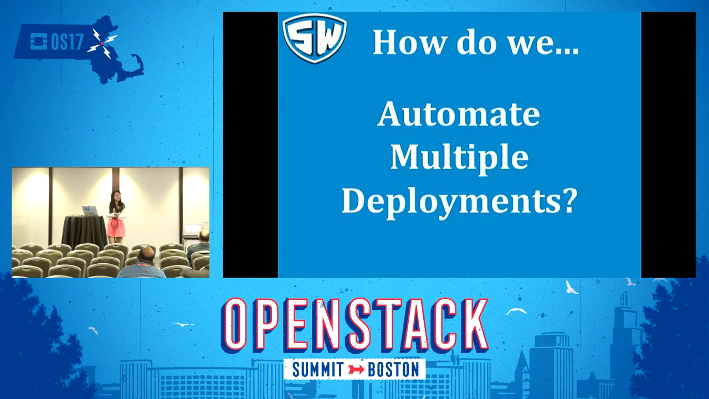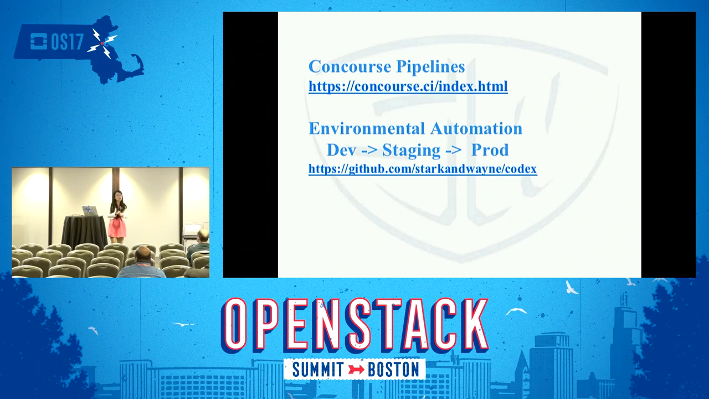So how do we automate multiple deployments? Deploying a single CF is pretty easy. The challenge is how do we automate multiple CF deployments across multiple environments and data centers? We use Concourse pipelines. Concourse is a CI/CD tool, as you probably already know, which can be used for infrastructure, applications, or CF. Our pipeline generally goes through a dev environment, then staging, then production. We have a project, a living documentation called Codex. If you are interested, you can check it out.